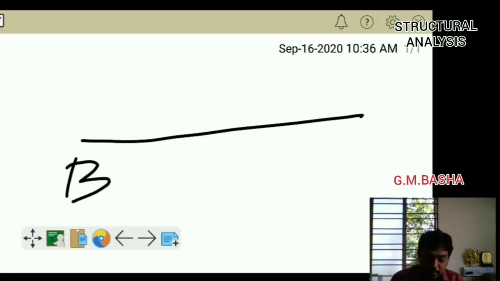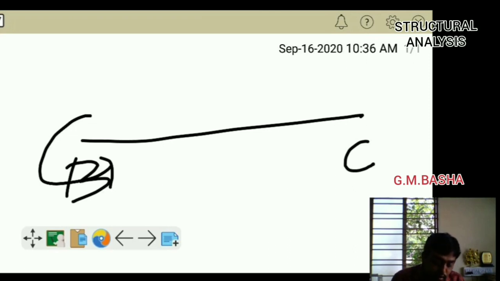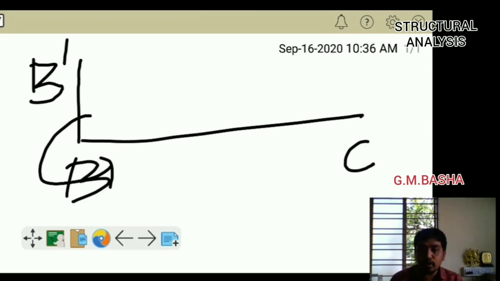So here the span BC will be there. From the B side, an anti-clockwise moment of 25 kilonewton meter is applied at the B position. The B position will be moved to this B dash. How much will it be? That will be some 25 kilonewton meter.